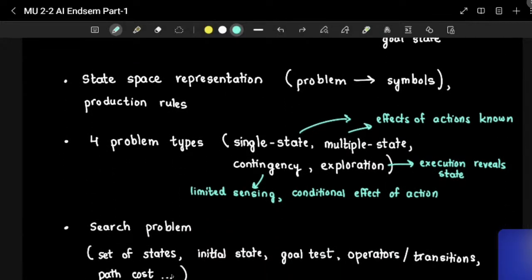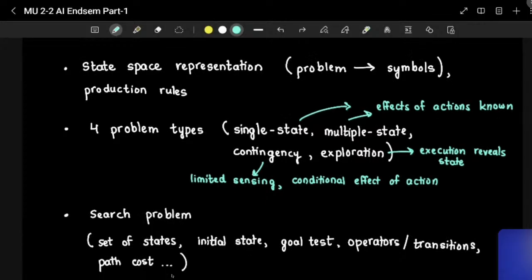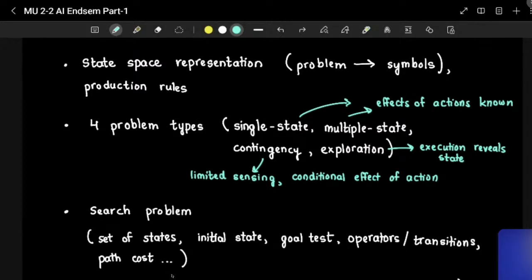So yes, that's what I was talking about. You convert the problem into symbols and variables, and that's how you're going to represent a problem on paper. Production rules. There's an example in the slides. What does it do? Production. Let me just see once.